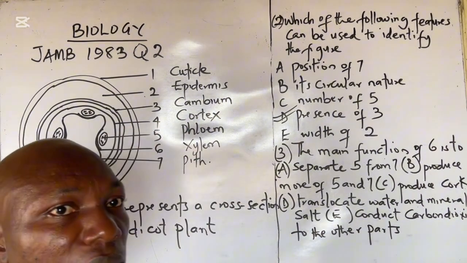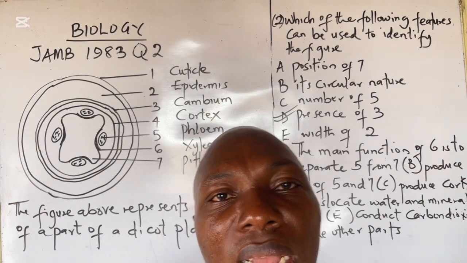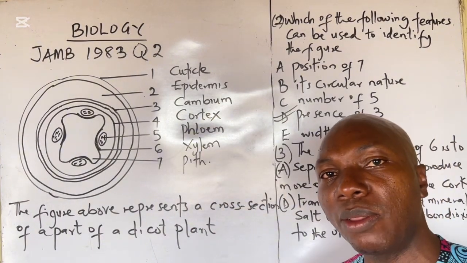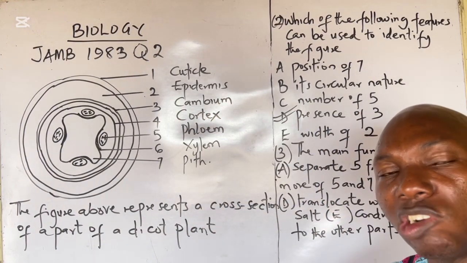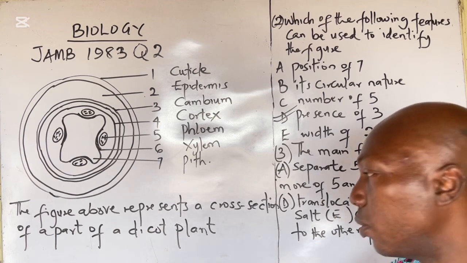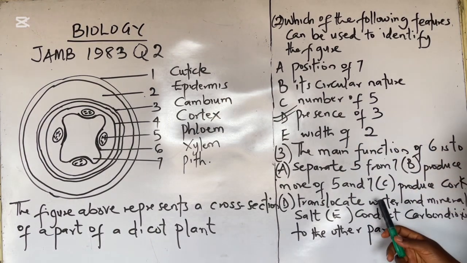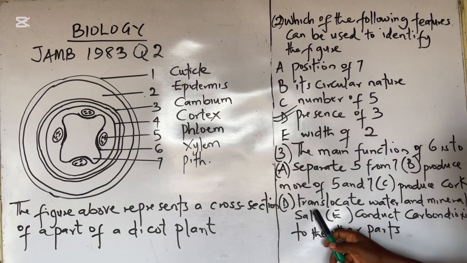I told you in the beginning of the video, I said xylem tissues are the part of the plant that help us to transport water and mineral salt. So in this case, we have translocate water and mineral salt. So option D.